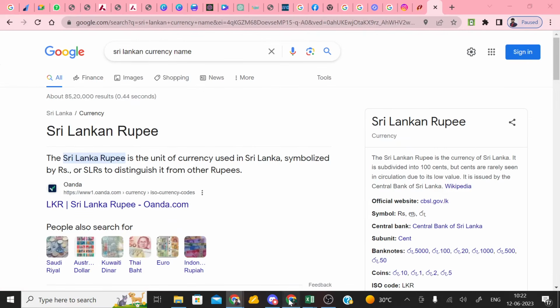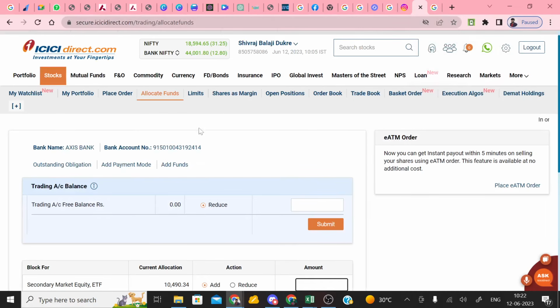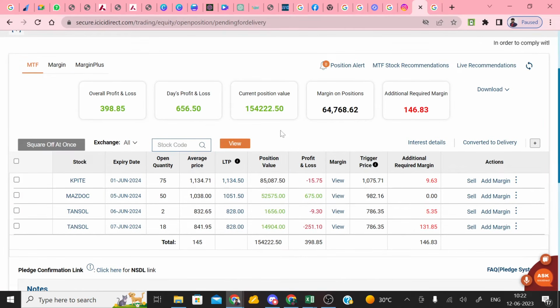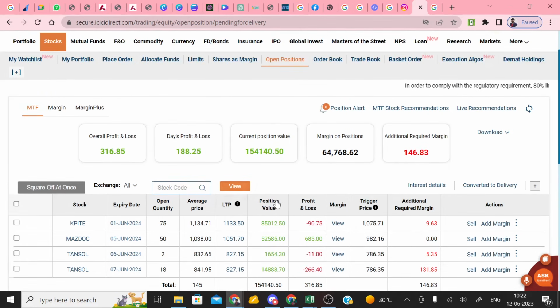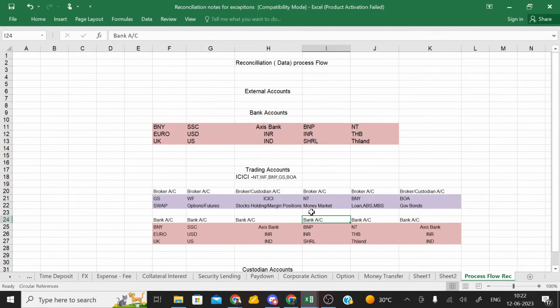You can refer to this one under your broker ICICI. This broker will offer facility for equity and stocks holding. Broker, let's say, will offer money market facility. Broker BNY will offer loan, ABS and MBS trading facility. And broker Bank of America will work as a broker as well as custodian, right?